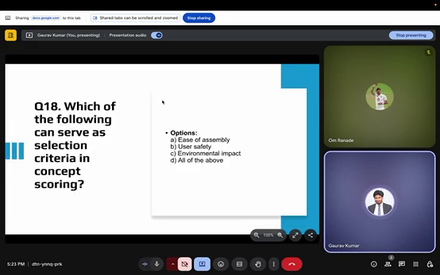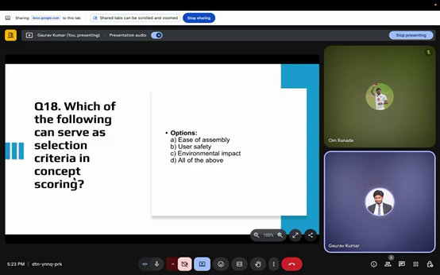Now moving towards the next question, question number 18. Which of the following can serve as selection criteria in concept scoring? So in practical design evaluations, criteria must encompass the complete life cycle performance of the product. Each of assembly, user comfort, safety and environmental impact collectively ensures that both functional and societal expectations are addressed. So hence all listed factors legitimately serve as scoring criteria.